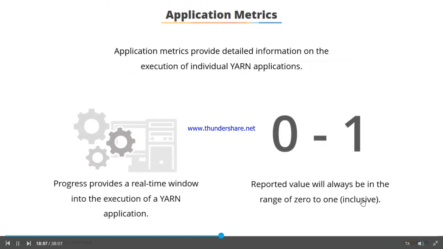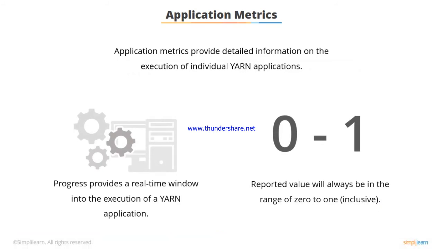Application metrics provide detailed information on the execution of individual YARN applications. One of the metrics generated by the YARN framework that is specific to applications is progress. Progress provides a real-time window into the execution of a YARN application. Its reported value will always be in the range of 0 to 1 inclusive, with the value of 1 indicating completed execution. Tracking this can help in determining the causes of performance degradation.